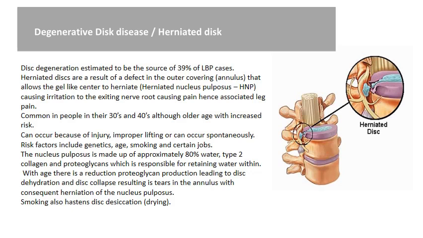With age, there is reduction in these proteoglycans, leading to disc dehydration and desiccation, and therefore eventually causing the disc to collapse, resulting in defects or tears in the annulus with consequent herniation of the nucleus pulposus. Smoking hastens the drying up or desiccation of the disc.